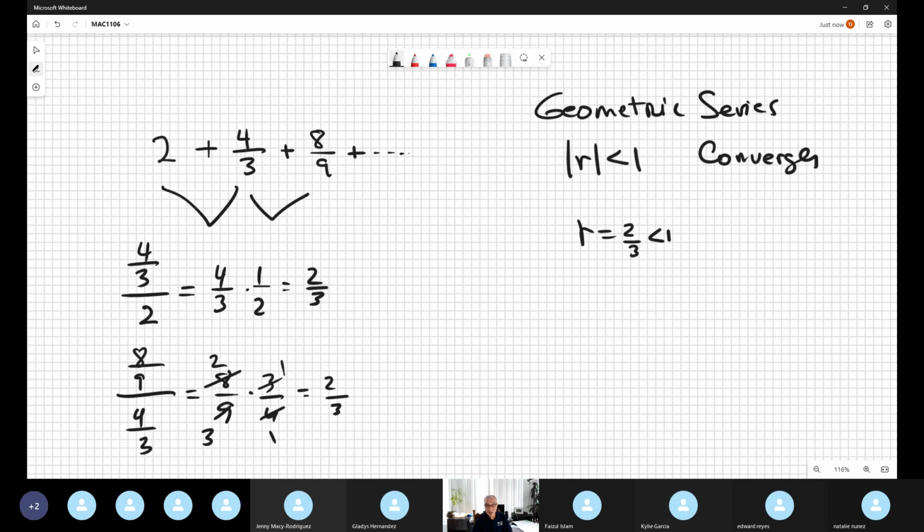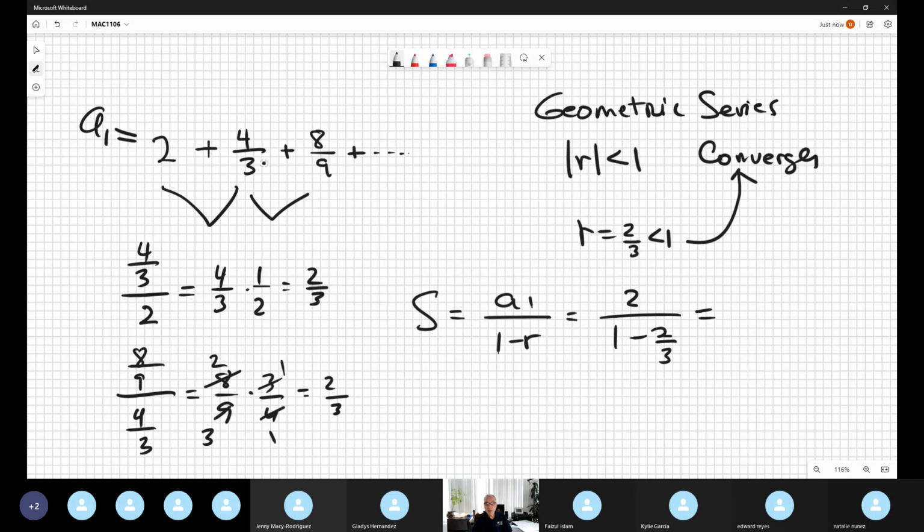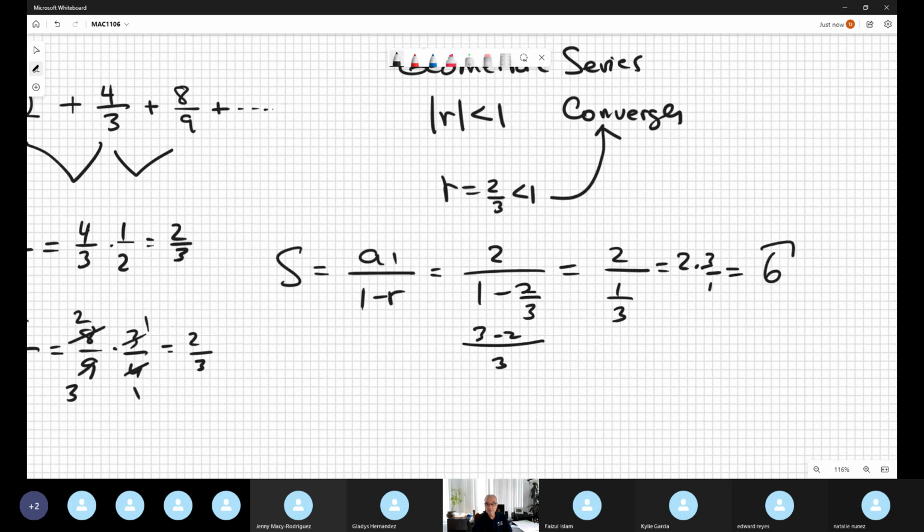Therefore, 2/3 is less than 1. The conclusion is convergent. Converge to what value? The formula is A1 over 1 minus R. Who is A1? 2, the first term. What is the common ratio? 2/3. So 2 over 1 minus 2/3. You find the LCD, 3 minus 2 is 1, so 1/3. Flip it: 2 times 3 over 1, which is 6. Unbelievable, but the answer is 6. Do you see the idea?